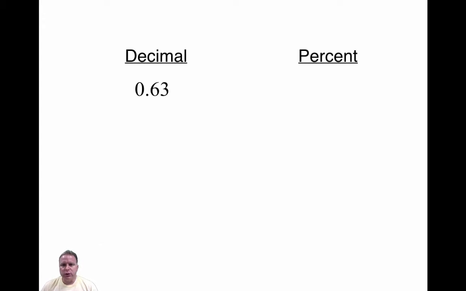So let's do a couple of examples here. Here we have the decimal 0 and 63 hundredths. I'm going to try to say them correctly. You don't have to say them correctly, but I'm trying to model them correctly. So here I have a decimal to a percent. So I need to take the decimal point and I move it 2 spots to the right. And that gives me 63%.